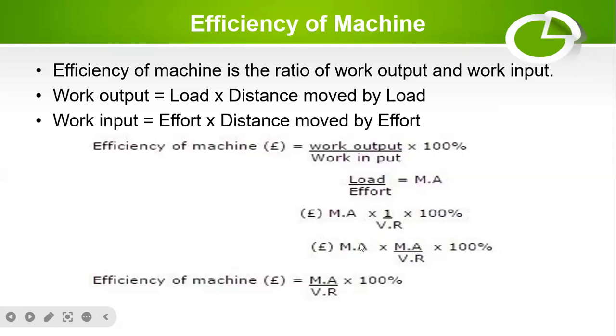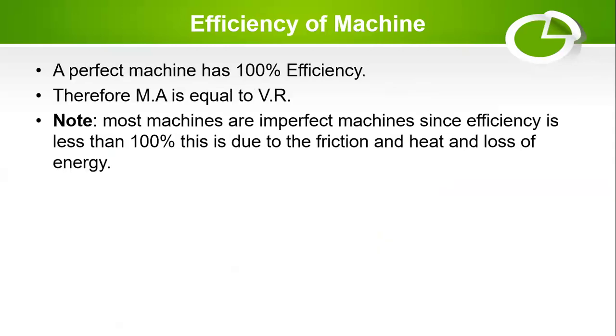So mechanical advantage upon velocity ratio times 100 equals the efficiency of the machine. You can find the efficiency simply by taking the mechanical advantage upon the velocity ratio times 100%. I hope it's clear. A perfect machine has 100% efficiency. Therefore, MA is equal to VR, that is, the mechanical advantage equals the velocity ratio.